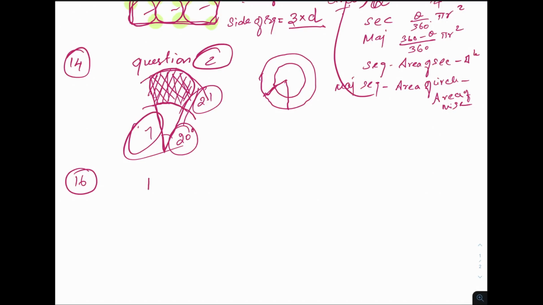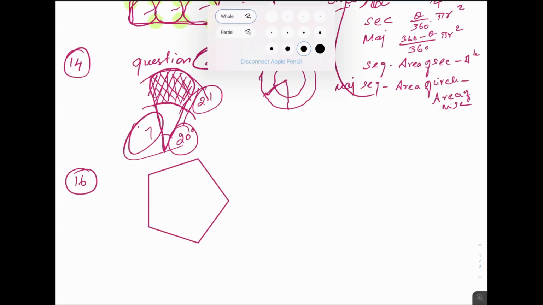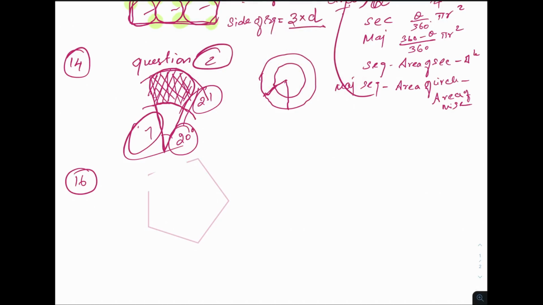What they have given us is a square with side 8 centimeter. Square in the sense all 4 sides are equal, we know. Inside the square they have given a design in such a way. We need to find only the area of the design. What I have done is I have drawn a diagonal.